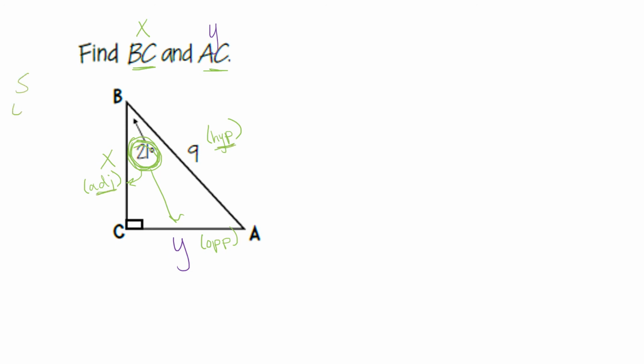So when I think of SOHCAHTOA, I want to think, okay, which one uses A and H? Looks like CAH, or cosine, is going to use A and H. So I think cosine. Cosine is going to give me my A over H. So here's how I do this. I set up cosine, so I write cosine.